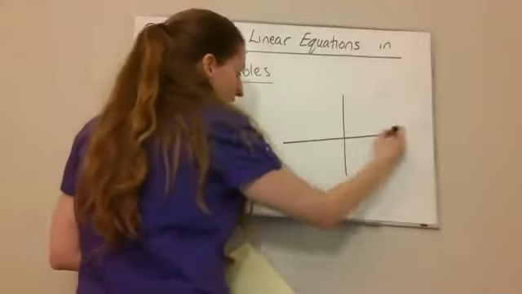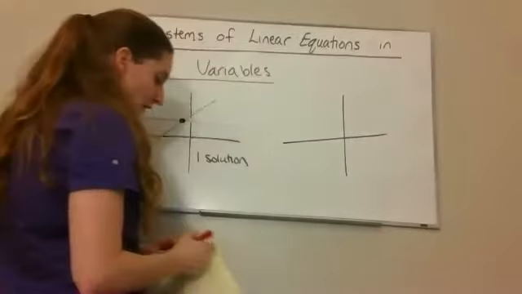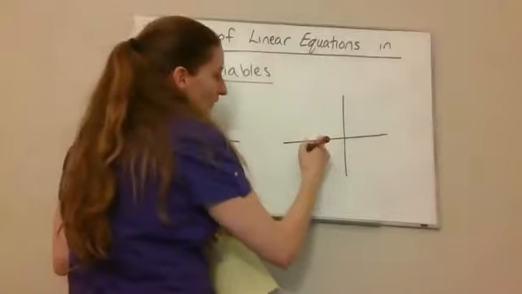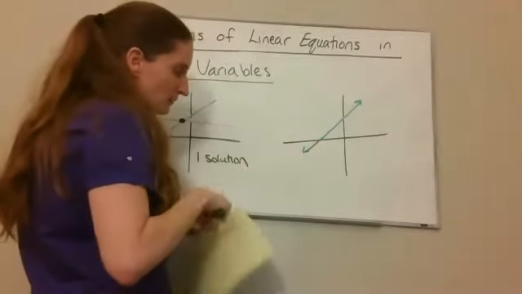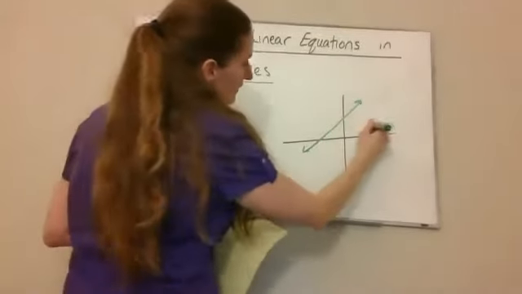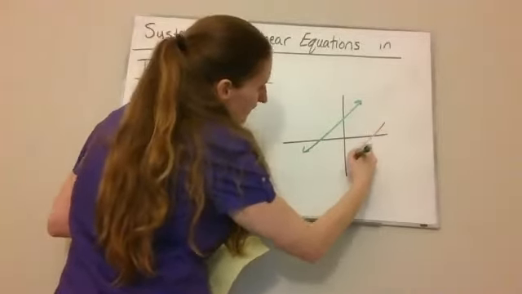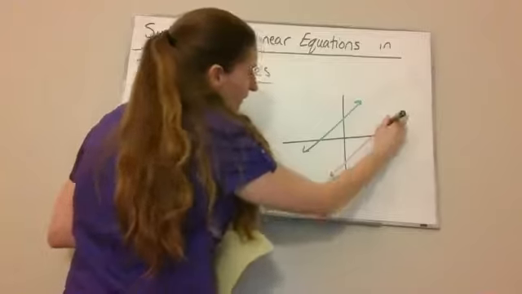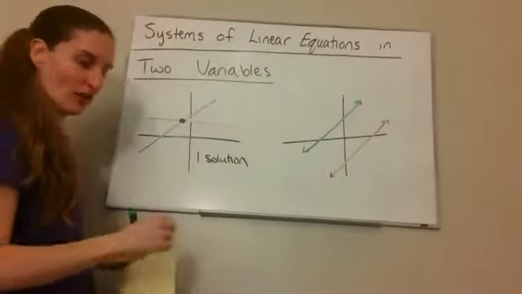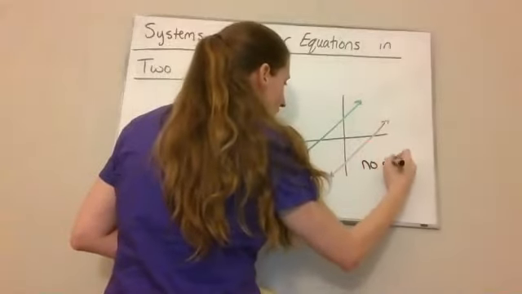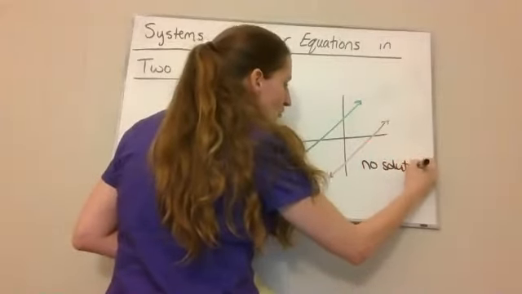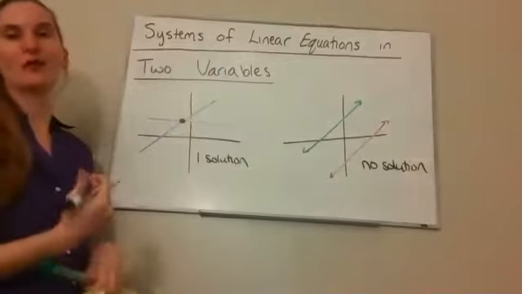Another possibility, if you graph two lines on the same plane, is that they never hit each other. They're parallel. So here's an example of parallel lines. They don't hit each other ever. This would be a system that has no solution, because the solutions are where the two lines will intersect each other.